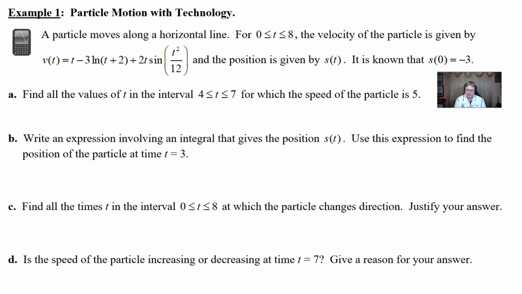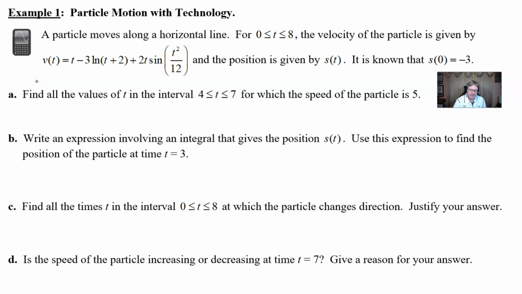Part A: find all the values of t in the interval from 4 to 7 for which the speed of the particle equals 5. There is no question that the calculator is going to get heavy use here, but that doesn't mean that the problem is necessarily easy. You still have to know these concepts that relate to the vocabulary, the question that's being asked, and so on.